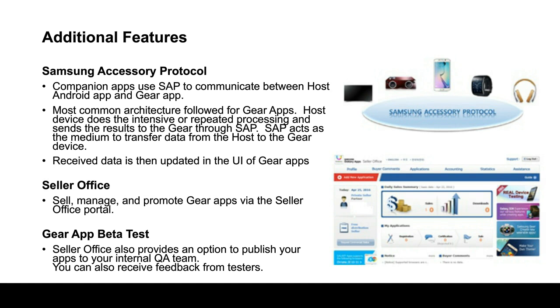And we also have the Gear App Beta Test channel. That is to test your beta version of your application. That is, if you want to send it to your internal QA team within your own company, you can use this channel to send applications to the testers, and the testers will also be able to send the feedback using this channel. So this is more like beta test for your application within your organization.